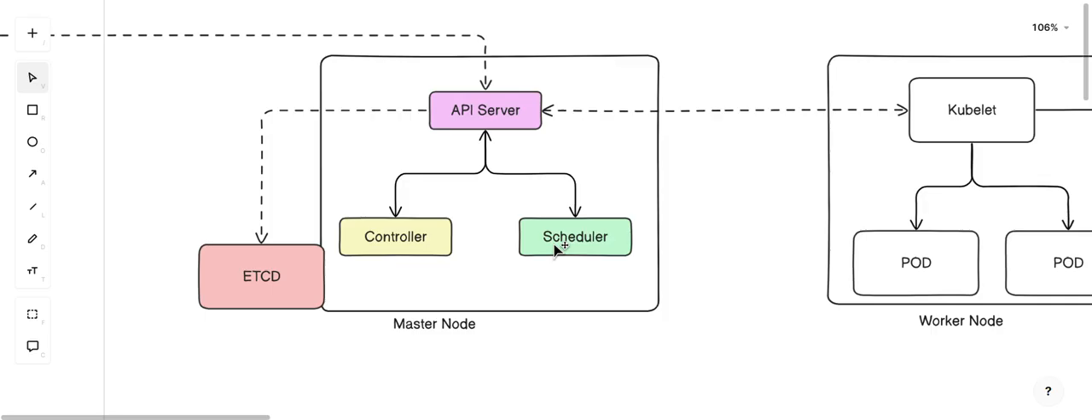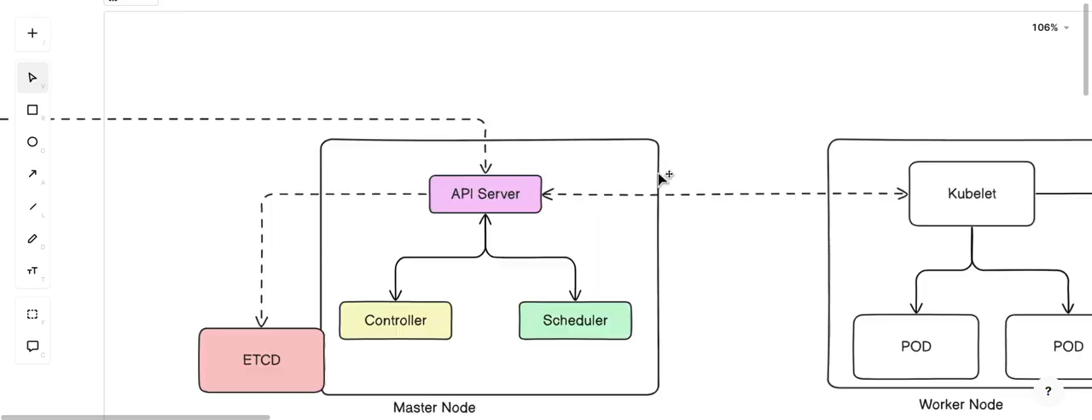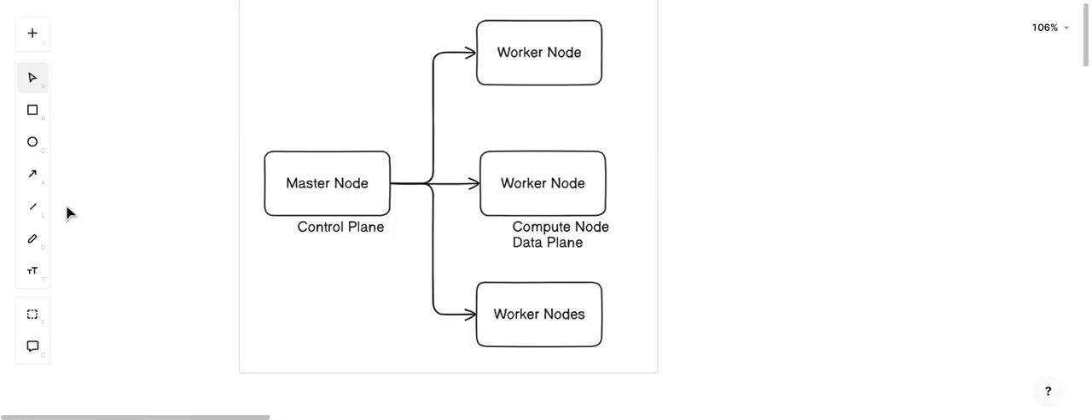Okay, the scheduler finds a suitable worker node for newly created pods and services. If a new pod is getting created, which node does it have to go to? Let me write an example for easy understanding.